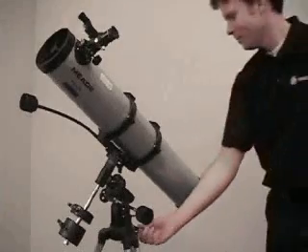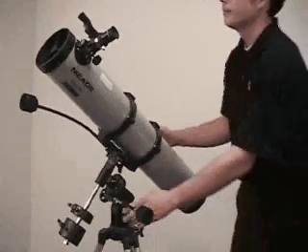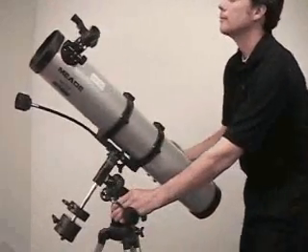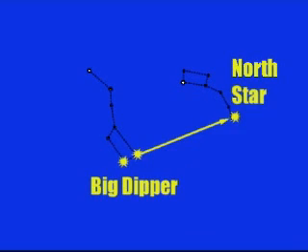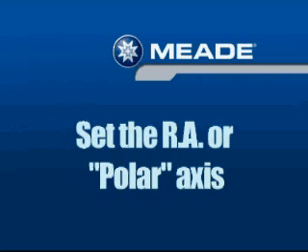To polar align your telescope, begin by loosening the azimuth lock so the entire telescope with mounting may be rotated in a horizontal direction. Locate Polaris, the North Star, to find north. The two front stars of the Big Dipper point to Polaris. Set the RA axis.